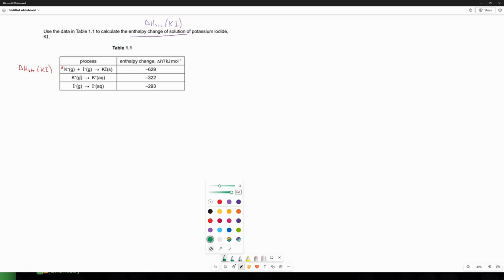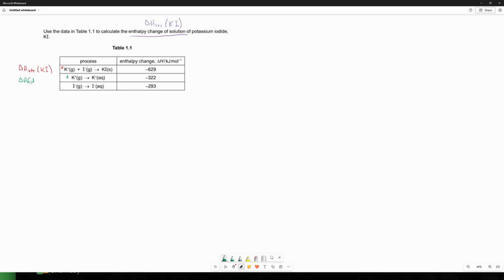On the other hand, let's look at the other two enthalpy changes. Here we have the enthalpy change when the potassium ion in the gas state reacts to make the potassium ion in the aqueous solution. So we're going from the gaseous ion to the aqueous ion. So this will be enthalpy change of hydration.